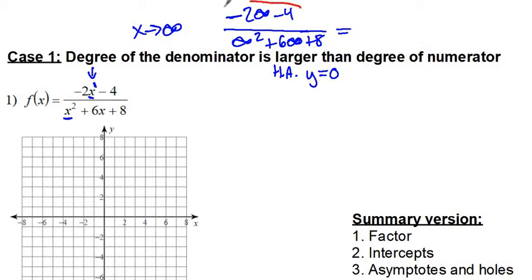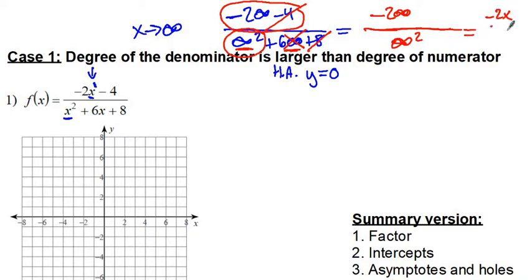On the top, the thing that's going to really dominate is the 2 infinity. Infinity is so much bigger than negative 4 that the negative 4 doesn't even really matter. Once you get out to infinity, infinity takes over. On the bottom, 8 doesn't matter compared to infinity, and if you compare infinity squared with 6 infinity, infinity squared is way bigger than just regular infinity. So this becomes like negative 2 infinity over infinity squared. We'll pretend that it's negative 2x over x squared.